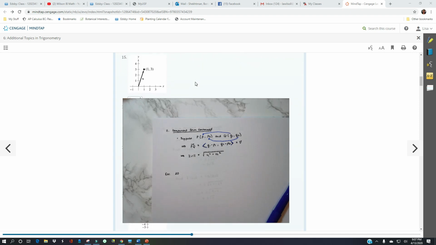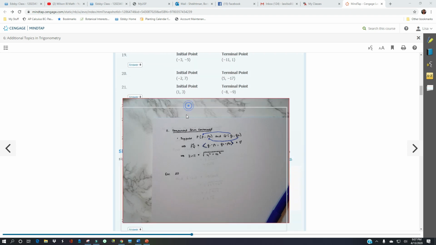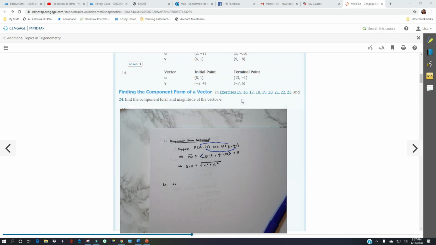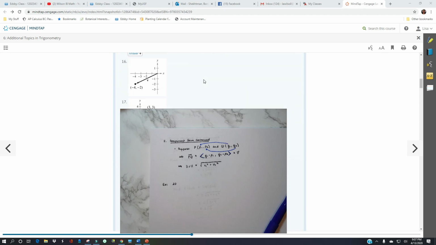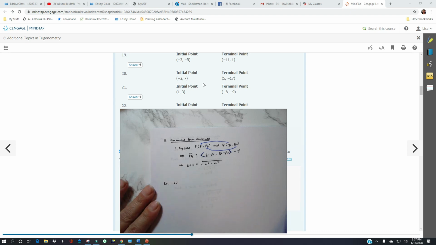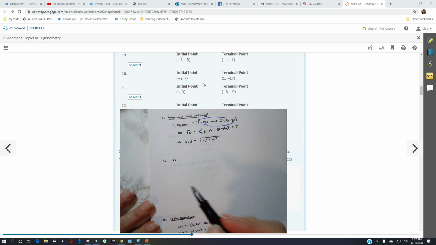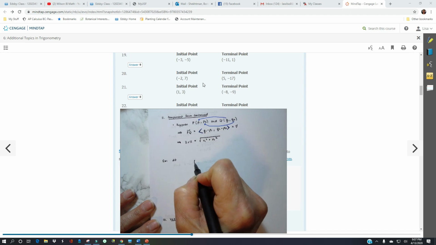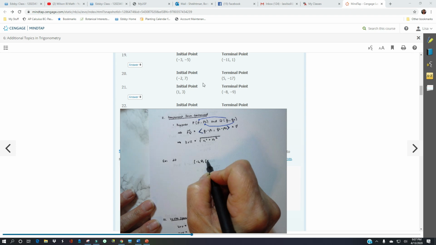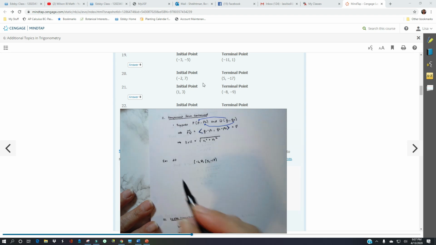So if I scroll up here, I put number 20. Let's find number 20. They're giving you an initial point and a terminal point, and they want you to write the component form. Find the component form of a vector. Okay? Number 20 is right here. So let's do it. We have the initial point of negative 2, 7, and the terminal point of 5, negative 17. The first thing I want to do is find the vector, so I'm going to call it v.